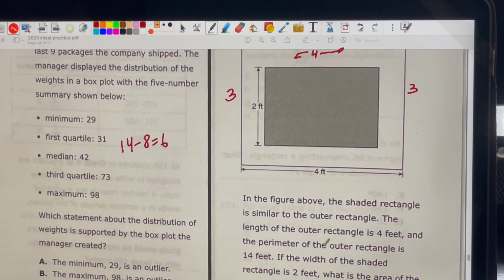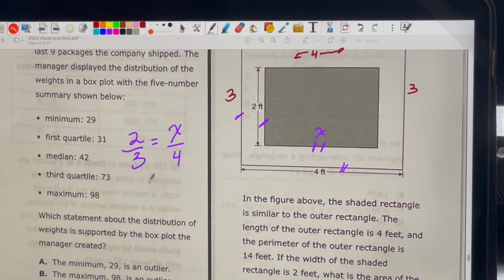If the width of the shaded rectangle is 2, what is the area of the shaded rectangle? We want the area of the shaded rectangle. Now, because they said it's similar, we can set a proportion, right? Corresponding sides are proportional. So 2 corresponds to 3. That ratio is the same as this ratio here, which we'll call x, which corresponds to 4. So the width of the smaller rectangle corresponds to the width of the larger rectangle. The length of the small rectangle, represented by x, corresponds to the length of the larger rectangle.